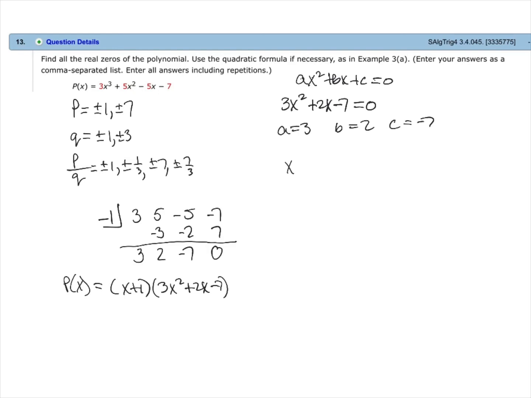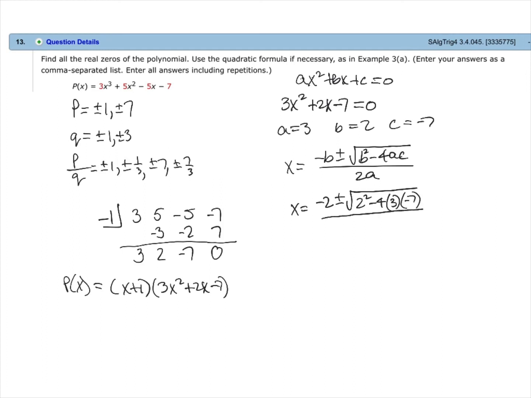Now we'll use the quadratic formula. x equals minus b plus or minus the square root of b squared minus 4ac, all over 2a, to find the other roots. So substituting into the quadratic formula, we have minus 2 plus or minus the square root of 2 squared minus 4 times 3 times negative 7, all divided by 2 times 3.